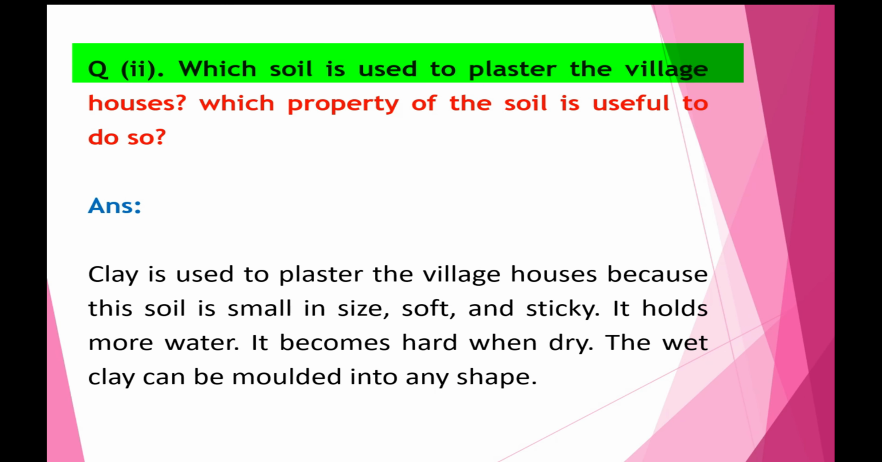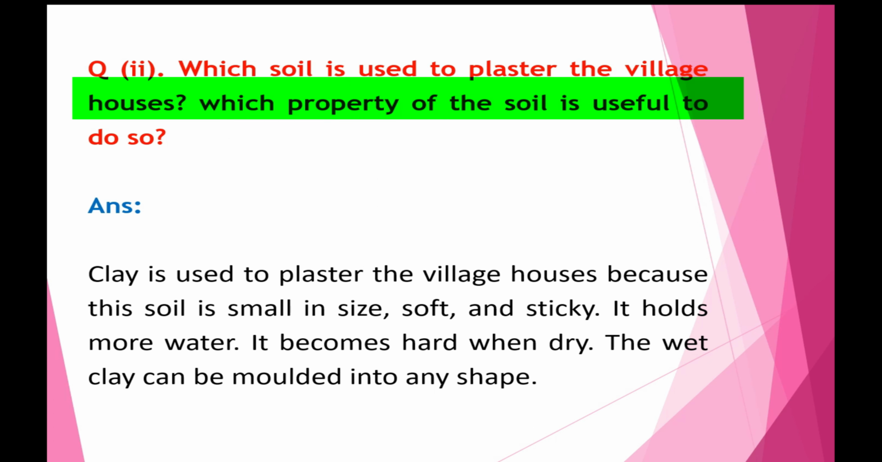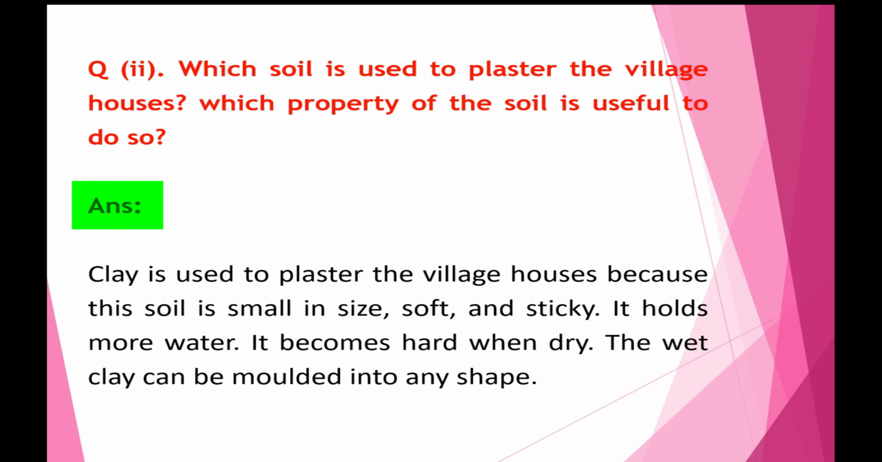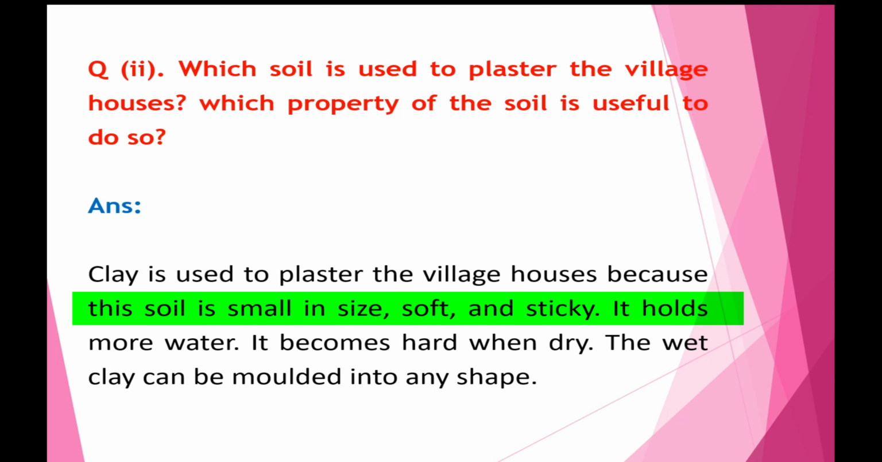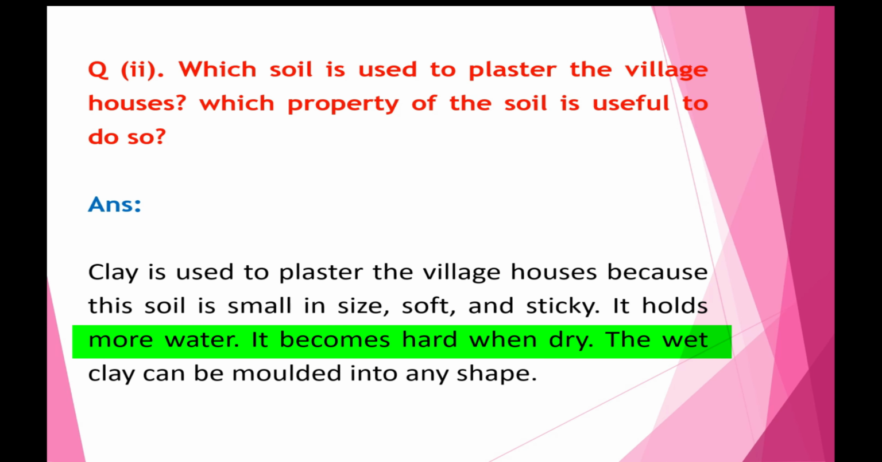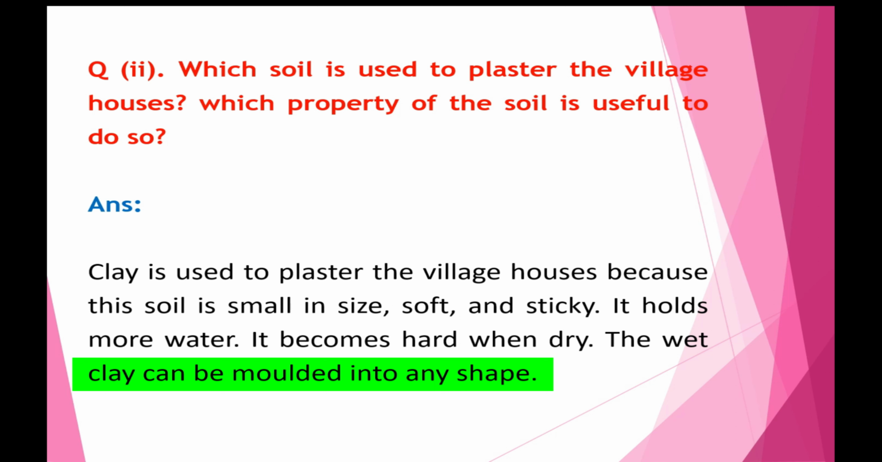Question number 2. Which soil is used to plaster the village houses? Which property of the soil is useful to do so? Answer. Clay is used to plaster the village houses because this soil is small in size, soft, and sticky. It holds more water. It becomes hard when dry. The wet clay can be molded into any shape.